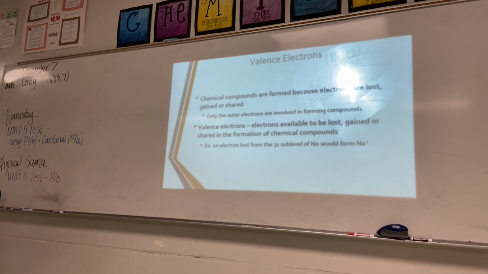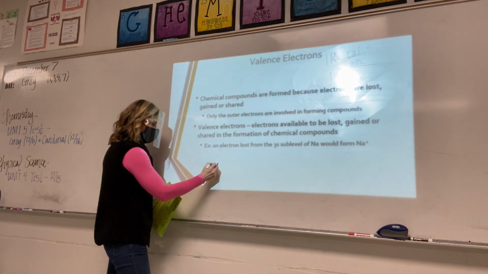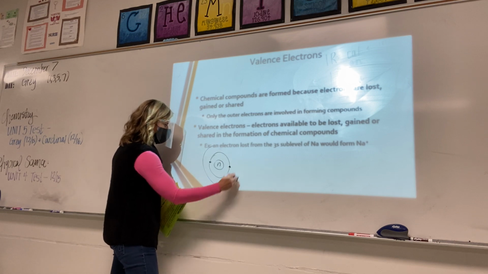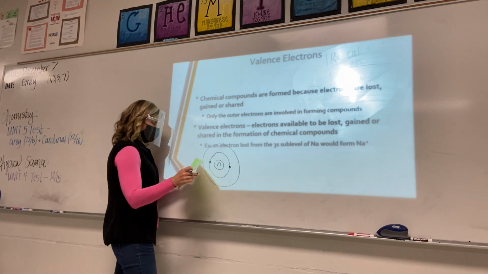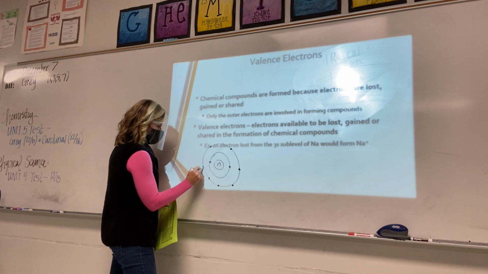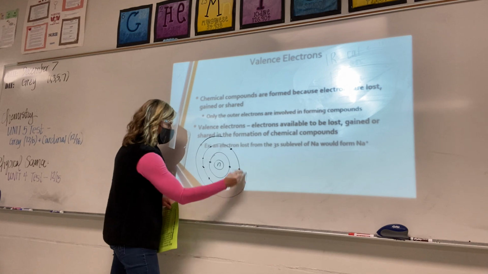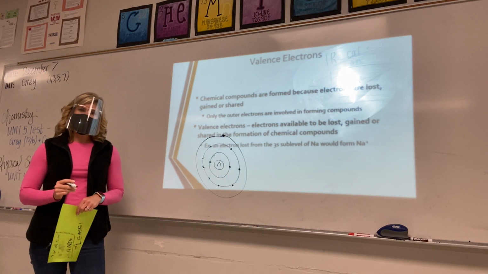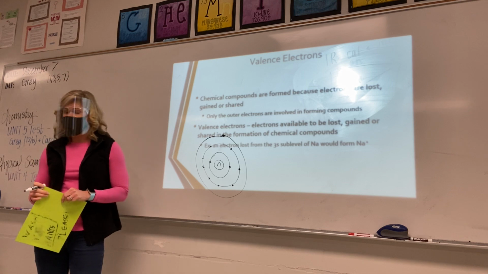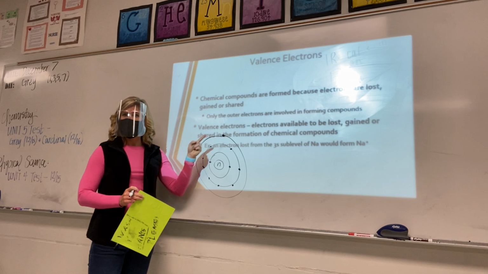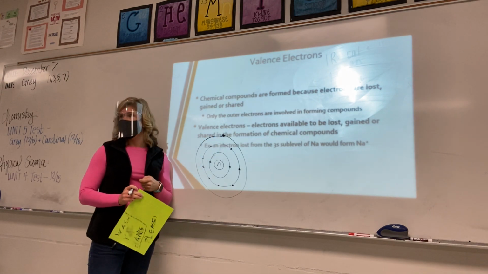So for example, if we were going to just draw sodium here, if we have our nucleus, and our first energy level, of course, we have 2. Second energy level, we have 8. And then the third energy level, we just have 1. So what do you think is going to be easier for sodium to do? Gain 7 more to have a complete outer shell, or lose its 1 on the outer shell?